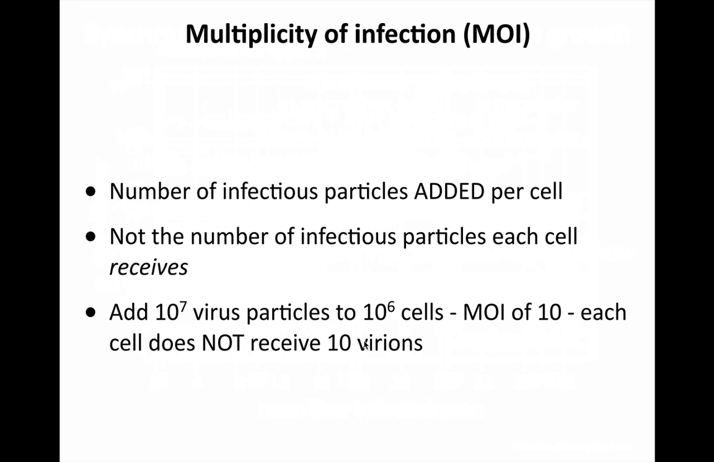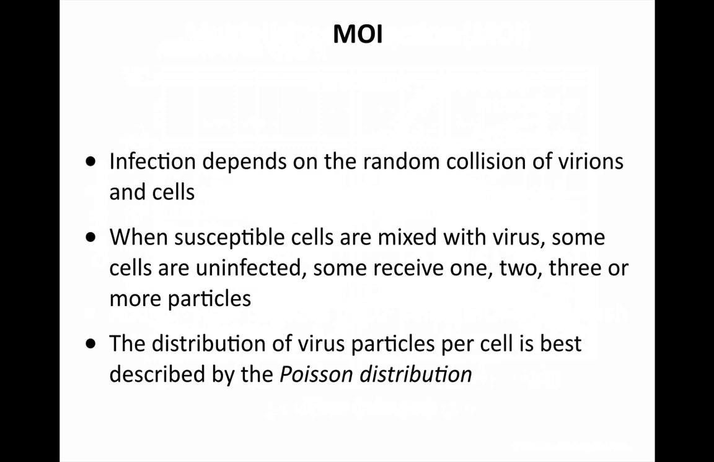So why are the terms so different? The reason is that when you infect cells with a virus, the infection of a particular cell depends on random events, random collisions of viruses and cells. And so that gives you a range of events. So if you take susceptible cells, remember, that have receptors, and you mix them with virus, some cells will bind 0 virus particles, some will get 1, some will get 2, some will get 3, some will get more. This is characteristic of a random event.